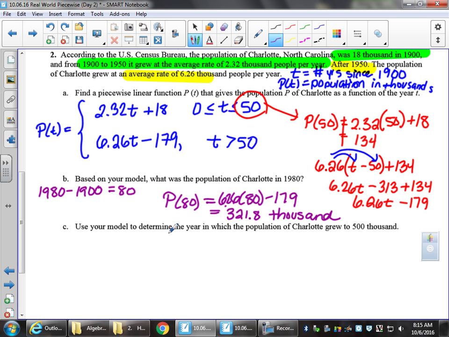Okay, use your model to determine when the population grew to 500,000. Would we use piece 1 or piece 2? Very good. So that will be 500 equals, put a number 2 under there so you know you're using piece 2. 500 equals 6.26 T minus 179, and then you're off to go find the year.